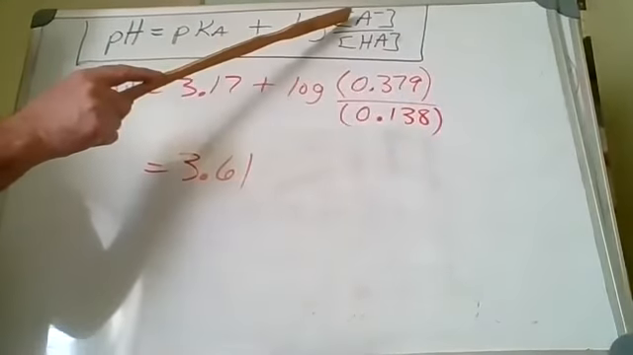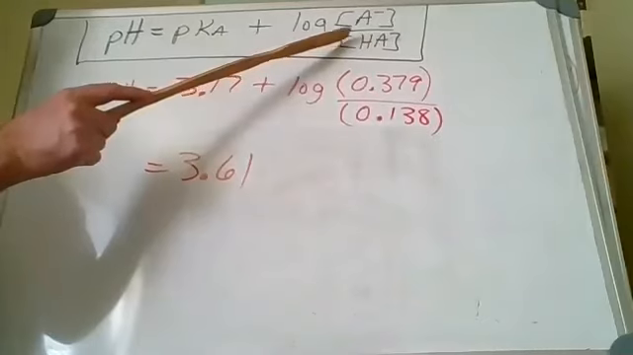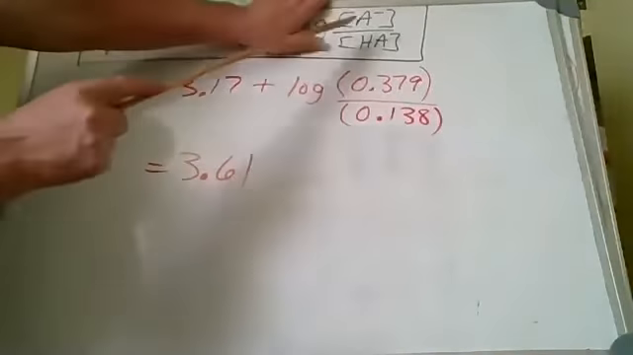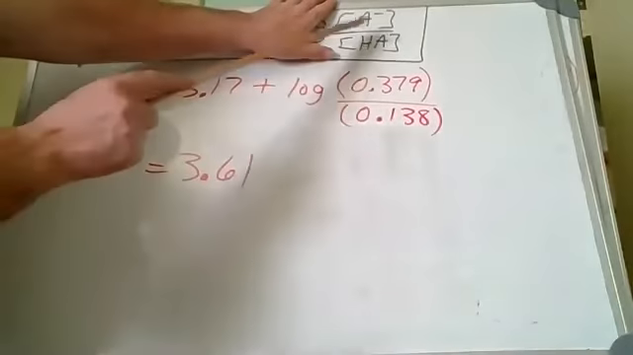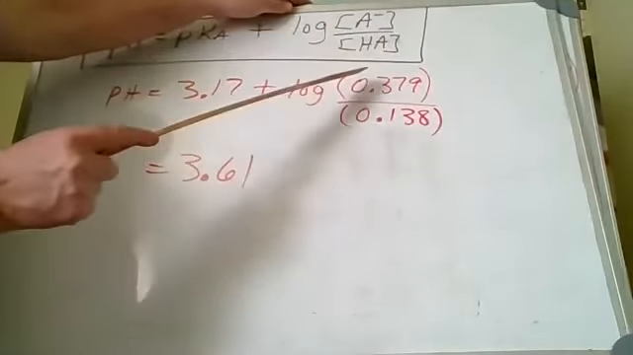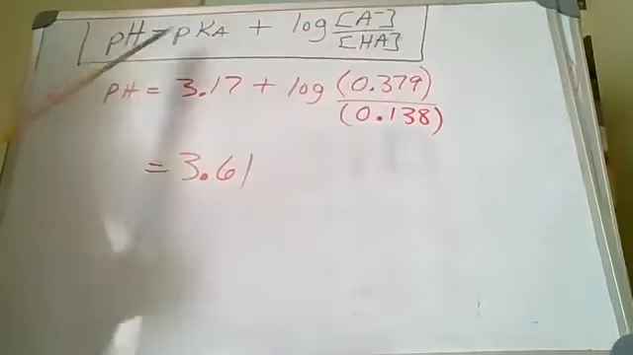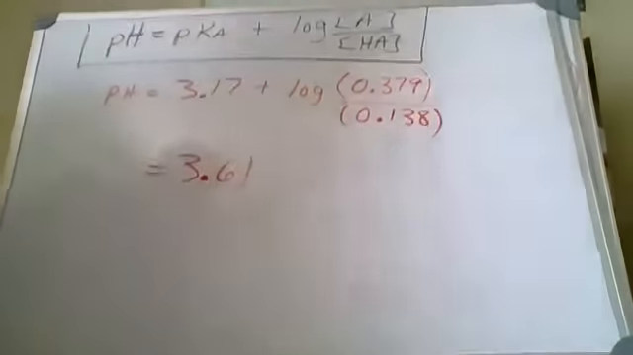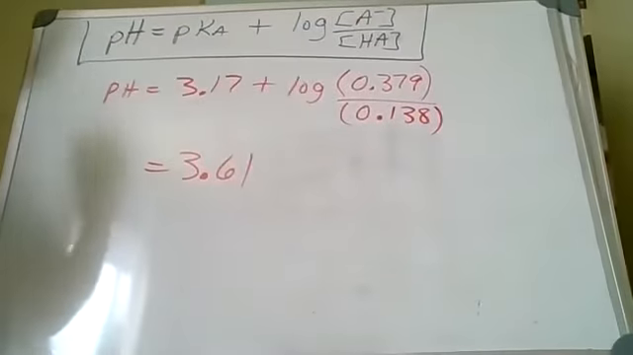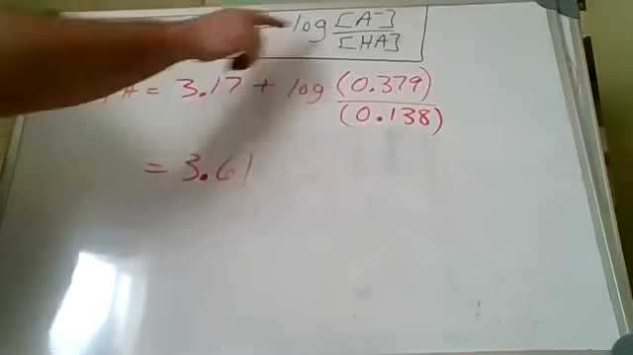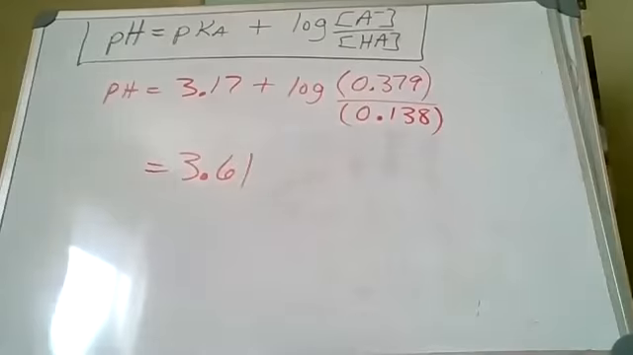When the concentration of the conjugate base equals the concentration of the free acid, then this division here is equal to 1. The log of 1 is 0, so this term completely drops out. The pH is equal to the pKa of the weak acid. That is the optimal condition for using a buffer system. That's when the buffer system works best, when these two concentrations are the same.